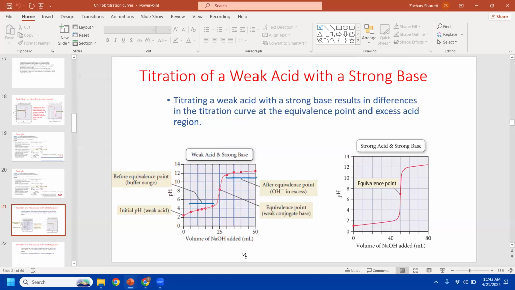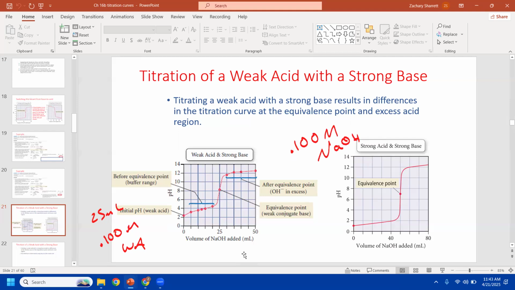So let's see what's different when we do a weak acid and a strong base. We're not going to have time to do this whole problem, but the fundamentals are pretty much the same, okay? Titrating a weak acid with a strong base results in differences in the titration curve at the equivalence point and excess regions. So if we have a weak acid, let's just say it's exactly the same, 0.1 molar, and we had 25 mL of it. When we add 0.1 molar NaOH, how many mL of this would it take to reach the equivalence point?